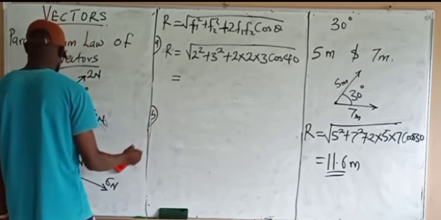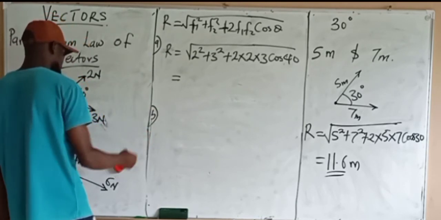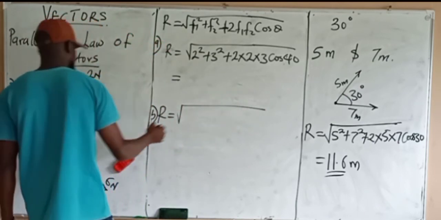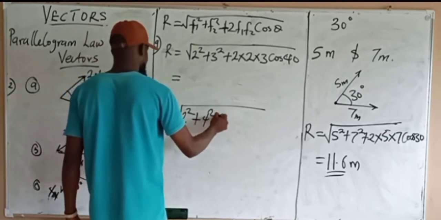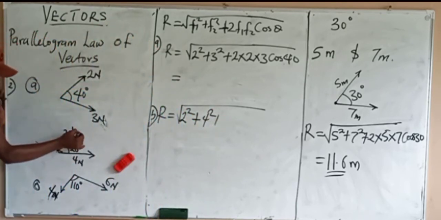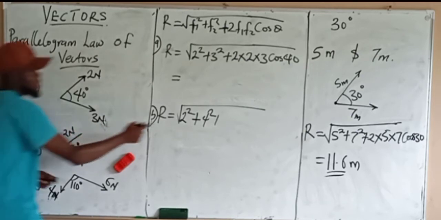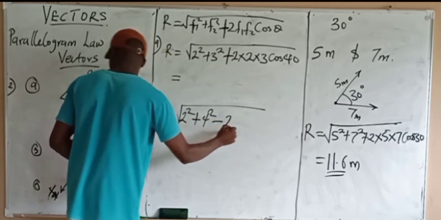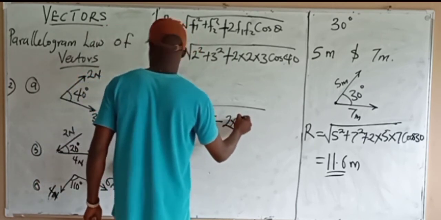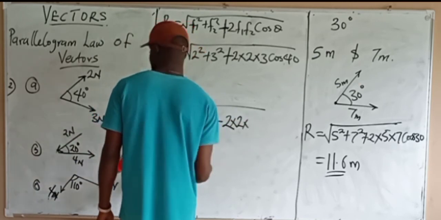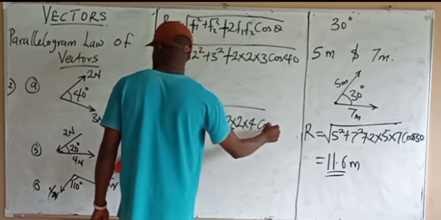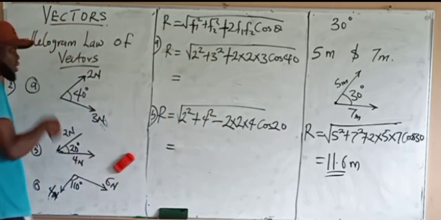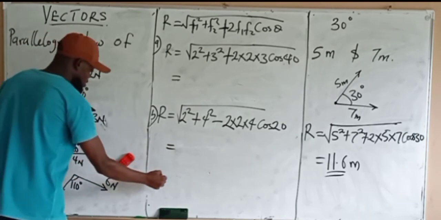Then for B, the resultant will be the square root of 2 squared plus 4 squared. Remember, if one is coming in and the other is leaving, this plus will change to minus 2 times 2 times 4 cos 20. If you do this, you're going to have the answer. Then the last one is question C.